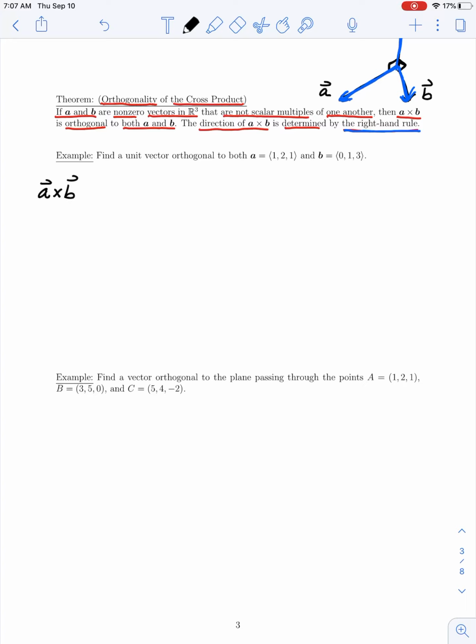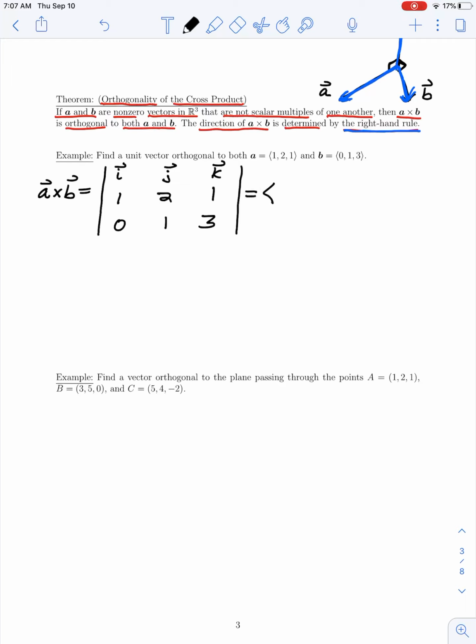A cross B is given by the determinant of the 3x3 matrix whose first row consists of the standard basis vectors i, j, and k. Our second row would consist of the components of our first vector, 1, 2, 1. And our third row would consist of the components of the vector B, which were 0, 1, 3.